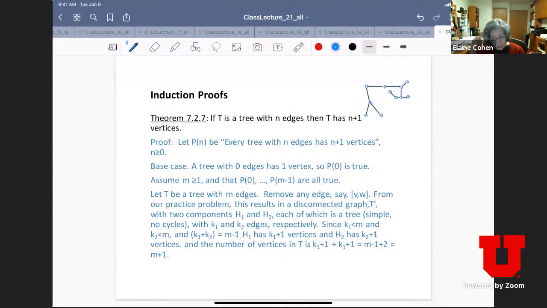So let's look at a tree with n edges. This theorem says if you have a tree with n edges, then it has n plus 1 vertices. So by induction, every tree with n edges has n plus 1 vertices. A tree with 0 edges has 1 vertex. So P sub 0 is true. Notice in some of these cases with graphs, we start counting with the base case of 0. Sometimes we use induction on the number of edges. Sometimes we use induction on the number of vertices.